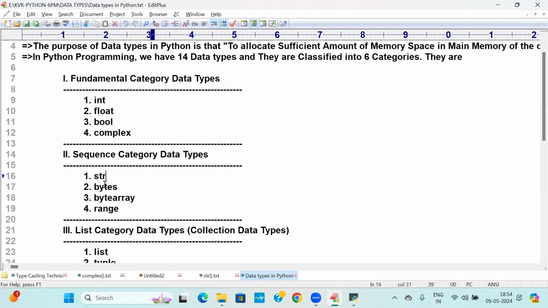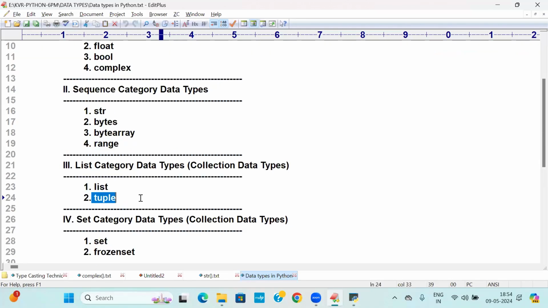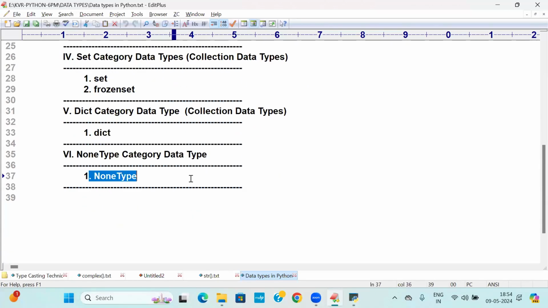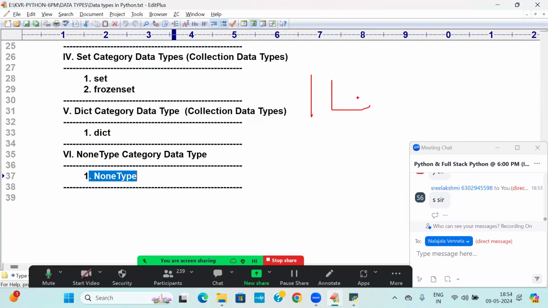str. Continue: bytes of, bytearray of, range of, list of, tuple of, set of, frozenset of, dict of. NoneType of is not there. I already said in the class that 14 data types are there.